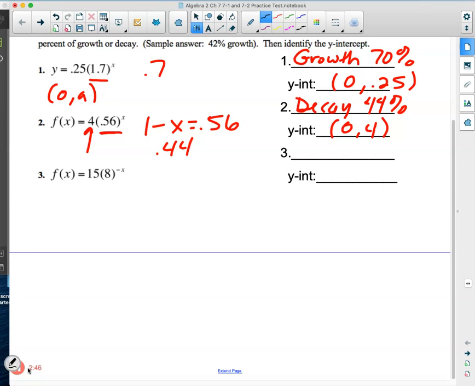What does a negative power do? That changes everything, doesn't it? So is this growth or is it decay? It is decay. That's a fraction between 0 and 1.